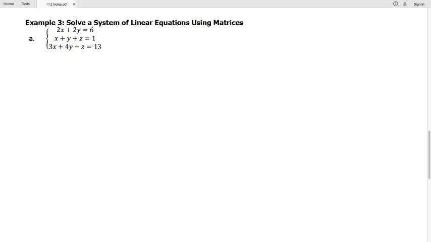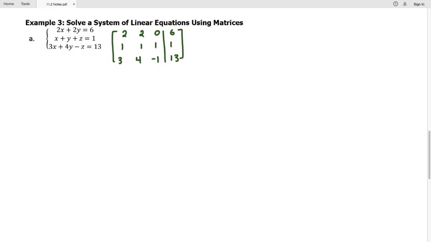Okay, augmented matrix. Make sure you line all of the variables up and that the constants are on the right-hand side of the equal sign. First equation is actually missing a z, so we want to make sure that we include 0 in that spot where z would be. The second equation, we've got 1s for all of the coefficients and a 1 for the constant. And then the third equation is going to give us 3, 4, -1, and 13. I'm going to draw that vertical bar that's going to represent where the equal signs would be in the equations. And that is our augmented matrix.